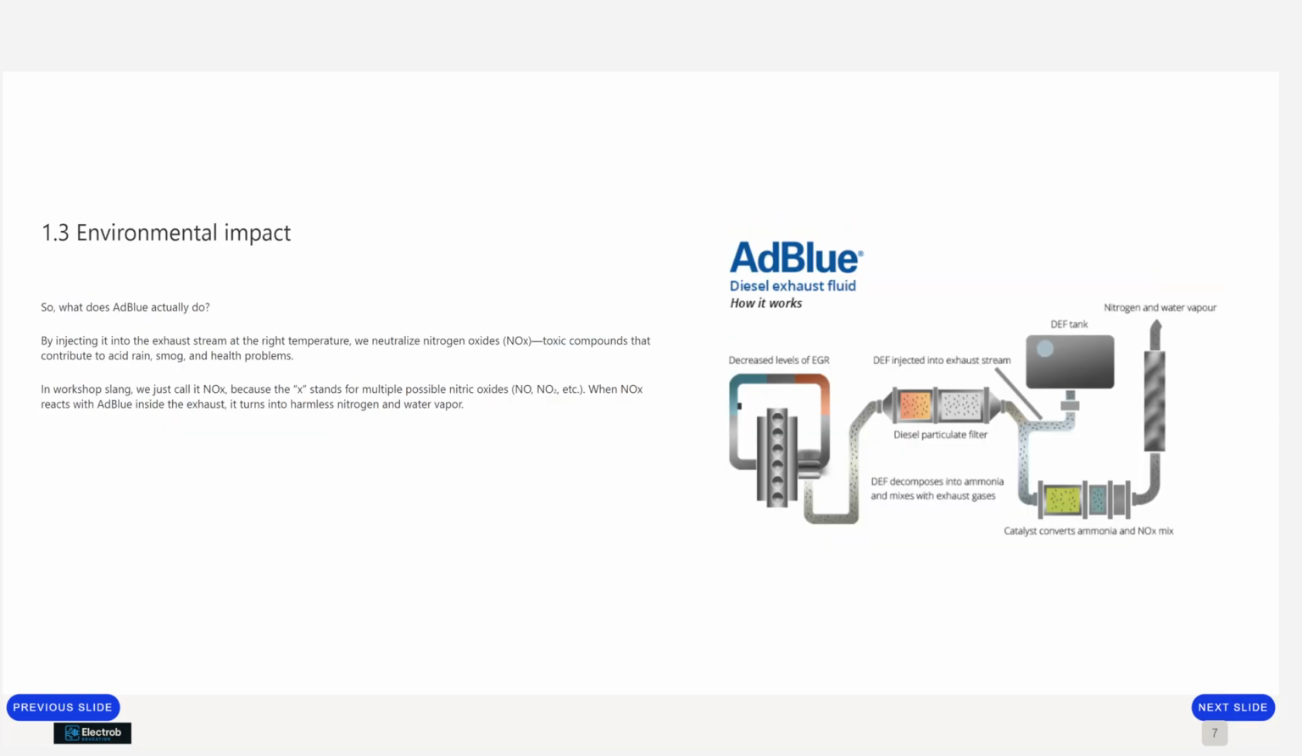So what does AdBlue actually do? By injecting it into the exhaust stream at the right temperature, we neutralize nitrogen oxides, NOx, toxic compounds that contribute to acid rain, smog, and health problems. In workshop slang, we just call it NOx, because the X stands for multiple possible nitric oxides: NO, NO2, etc. When NOx reacts with AdBlue inside the exhaust, it turns into harmless nitrogen and water vapor.